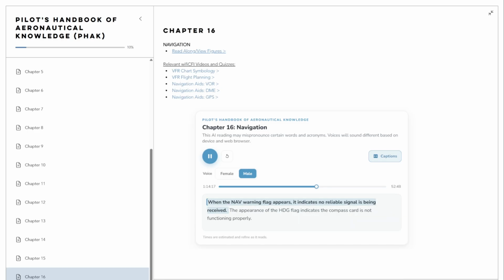When the NAV warning flag appears, it indicates no reliable signal is being received. The appearance of the HDG flag indicates the compass card is not functioning properly.